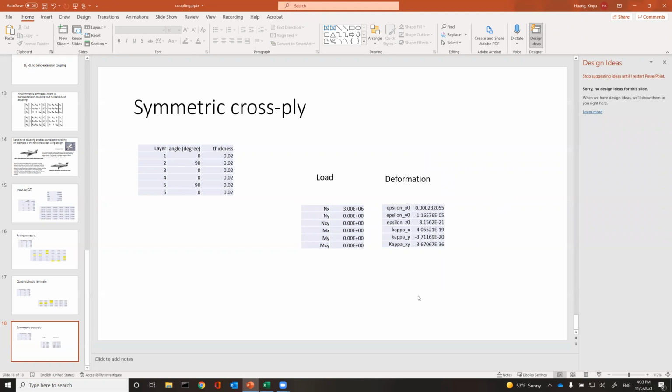Well, the pronounced deformation is just stretching in the direction we pull. You see the epsilon x0 is the stretching, the strain, right? That's the most pronounced, the largest among all strains. And then there's a little bit of shrinkage in y direction due to Poisson effect, right? So in the y direction, in plane, shrink a little bit. Everything else is 0. You don't have any shear. You don't have any bending. You don't have any twist. These terms are essentially all 0.